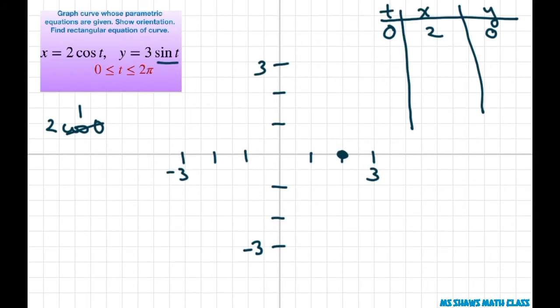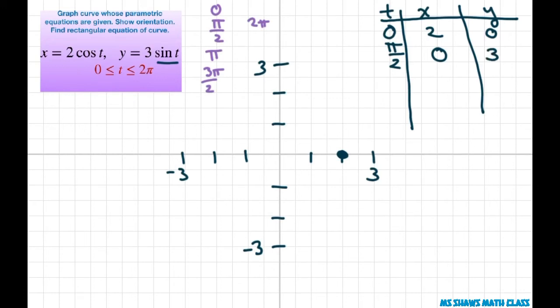All right. Now let's look at pi divided by 2. The ones we're looking at are 0, pi divided by 2, pi, 3 pi divided by 2, and then 2 pi. So at pi divided by 2, cosine of pi divided by 2 is 0, so 2 times 0 is 0. Sine of pi divided by 2 is 1, so that's 3 times 1 is 3. So we have a point here at (0, 3).